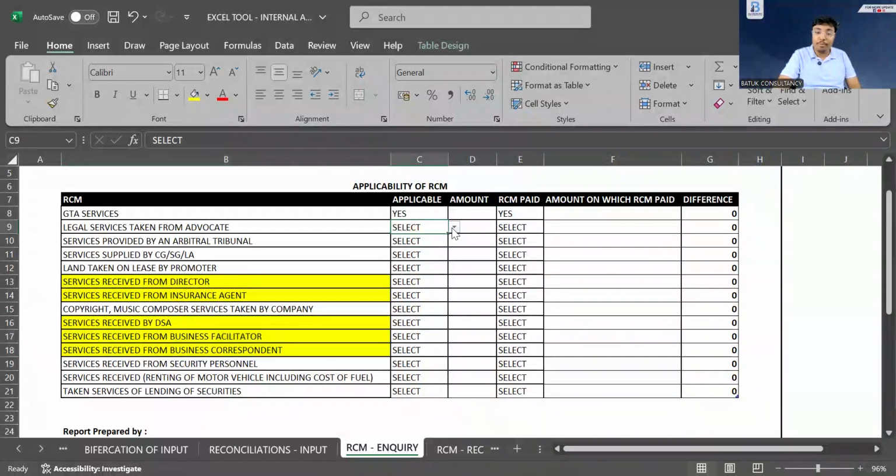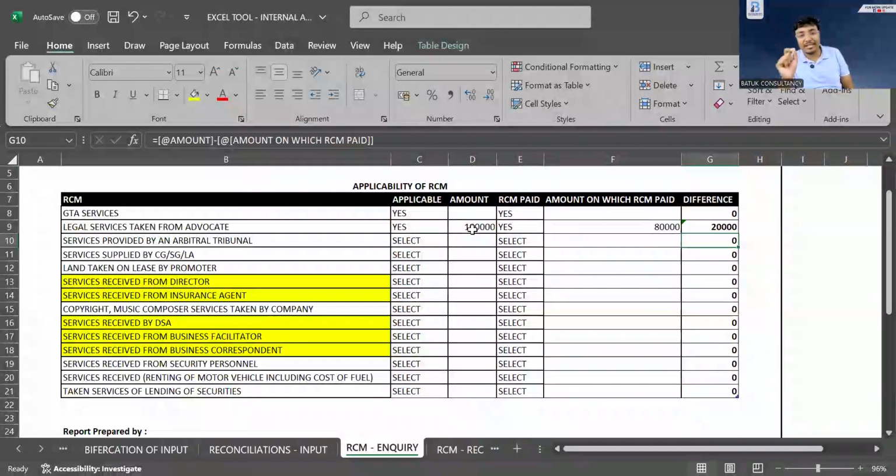From the drop down menu you have to select yes. Then we have to put, suppose advocate fees is 1 lakh rupees, so we put a fee of 1 lakh rupees. Accordingly, we select whether RCM is paid or not. Yes, paid. Then we put a figure. Suppose RCM paid on 80,000 rupees, then the balance will automatically be there. Now I have not put a formula in this, but in the sheet you will get, the formula will be there. So 20,000 rupees. You just need to identify the reason why GST under reverse charge mechanism has not been paid on this 20,000 rupees.